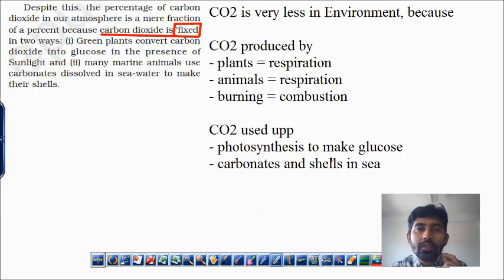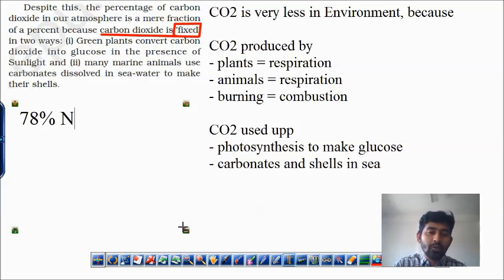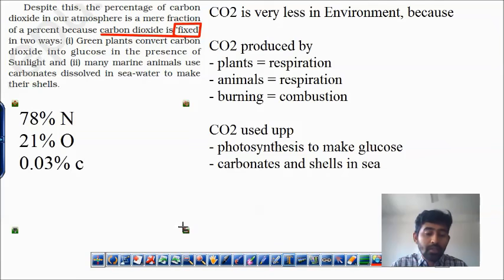Roughly 0.03%. It's not written in the textbook, but if somebody asks you, you have to remember there is 78% nitrogen in the environment, atmosphere. There is 21% oxygen in the environment, and there is roughly 0.03% carbon dioxide in the environment. So remember these three. I will ask in objective test.